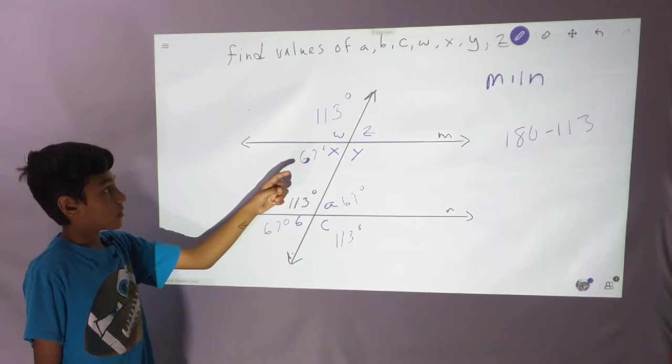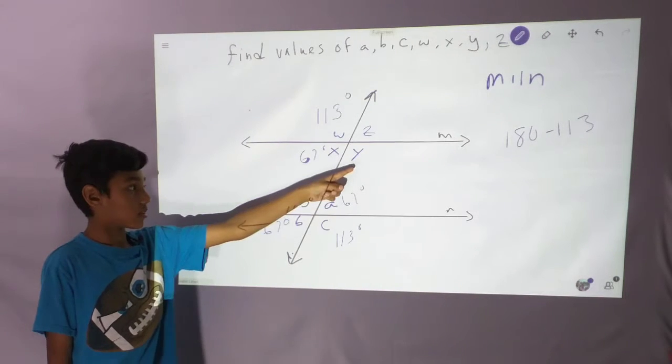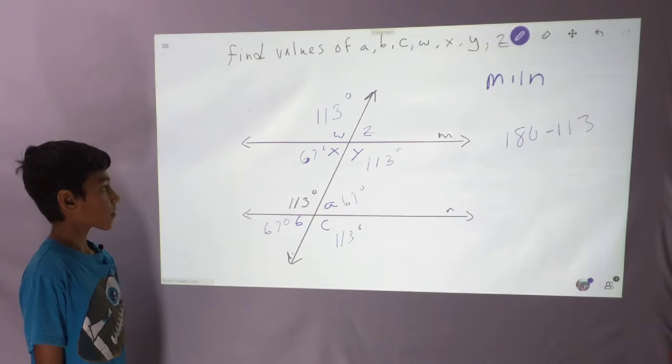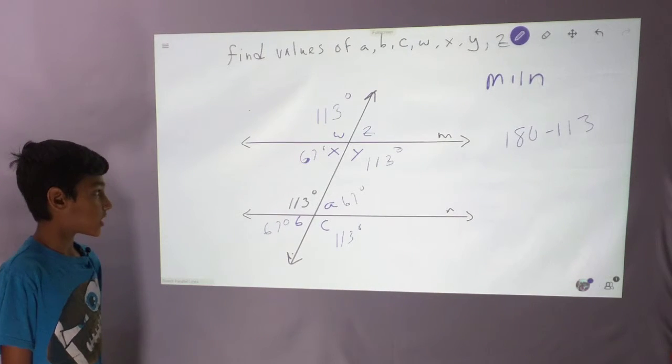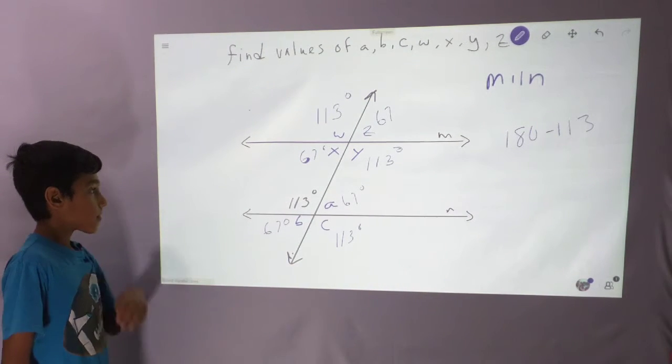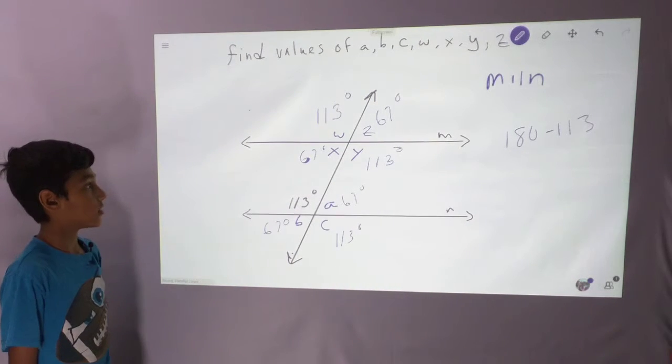Now, let's do some more vertical angles. Y is a vertical angle from W, so this would be 113 degrees. The same with X and Z. This Z would be 67 degrees. Now we've found all of these angles.